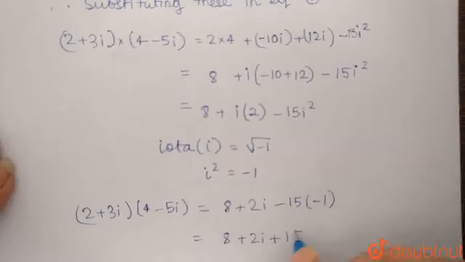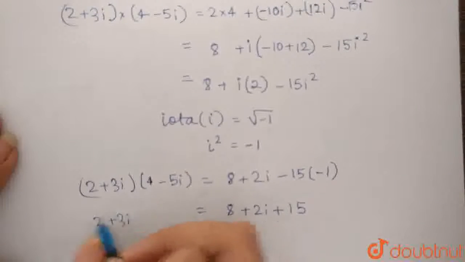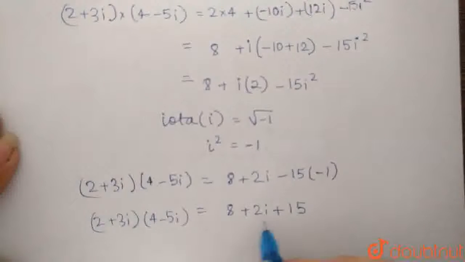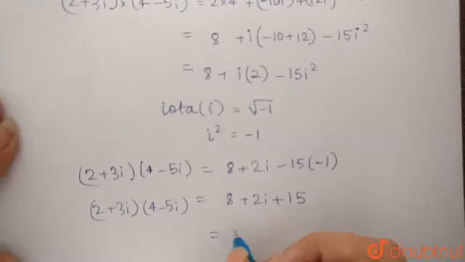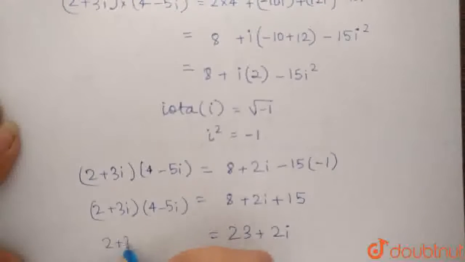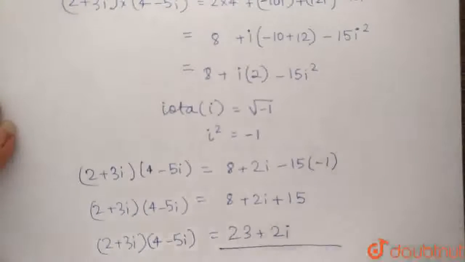So we see that it is equal to 8 plus 2i minus 15 into minus 1, which would be plus 15. So the product (2 + 3i)(4 - 5i) equals 8 plus 15 plus 2i. 8 plus 15 would be equal to 23 plus 2i. Therefore, we see that our final product of these two complex numbers comes as 23 plus 2i. Hence, this would be our final answer.